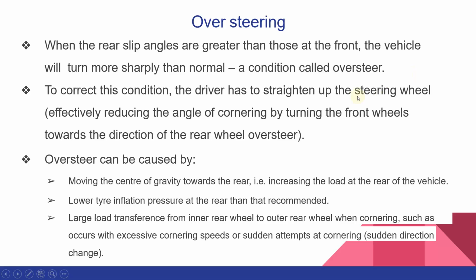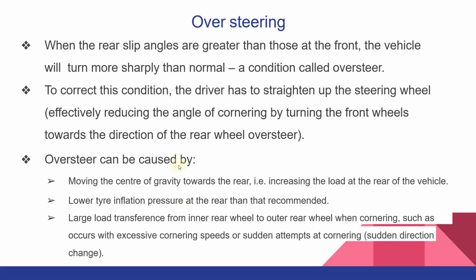In order to avoid or to correct oversteering, the driver has to straighten up or bring the steering wheel to the normal position soon. That is by effectively reducing the cornering angle by turning the front wheels in the direction of the rear wheel oversteer. So that has to be done manually by the driver himself.